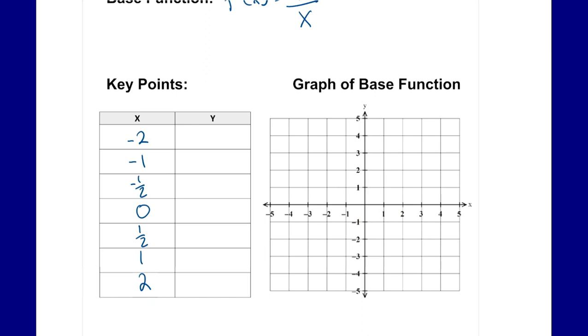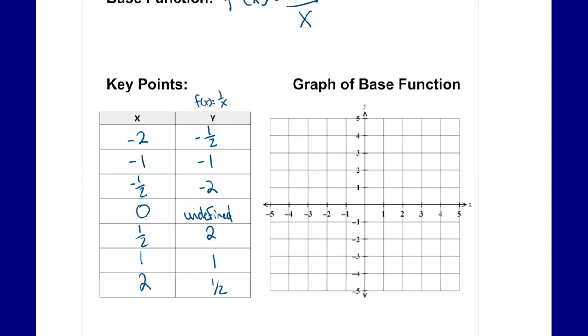For our y values, when we plug those back into f(x) = 1/x, we get -1/2, -1, -2, undefined at 0 because we can't divide by 0, and then +2, 1, and 1/2. So I can go through and plot these points.